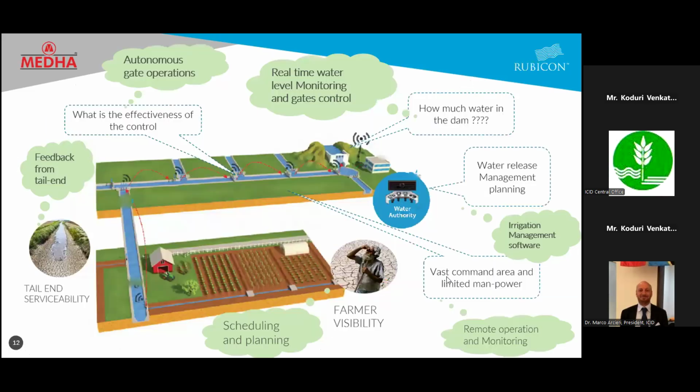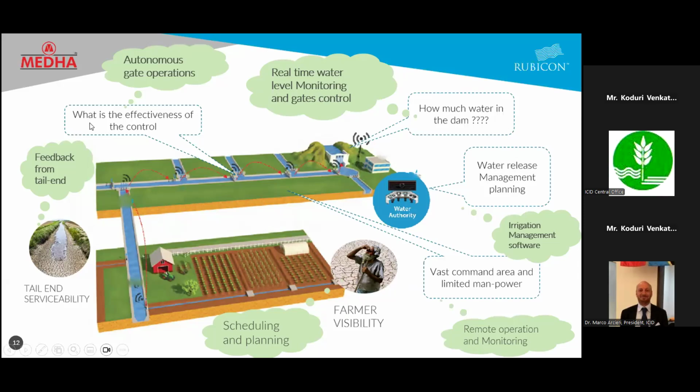Going forward, let me summarize the whole thing which I just discussed. Like in the previous picture, we could just see the questions. Let me try to put the answers to them. The first one being how much water is in the dam. How can it be calculated? How can it be mitigated? With the help of a real-time level monitoring and gate control.